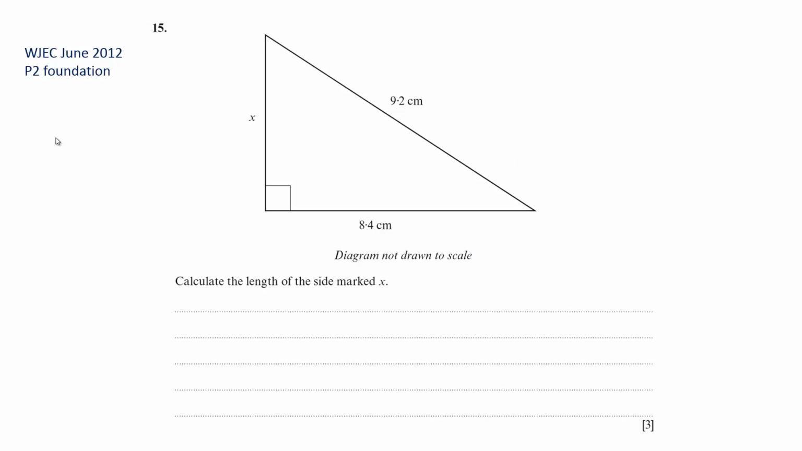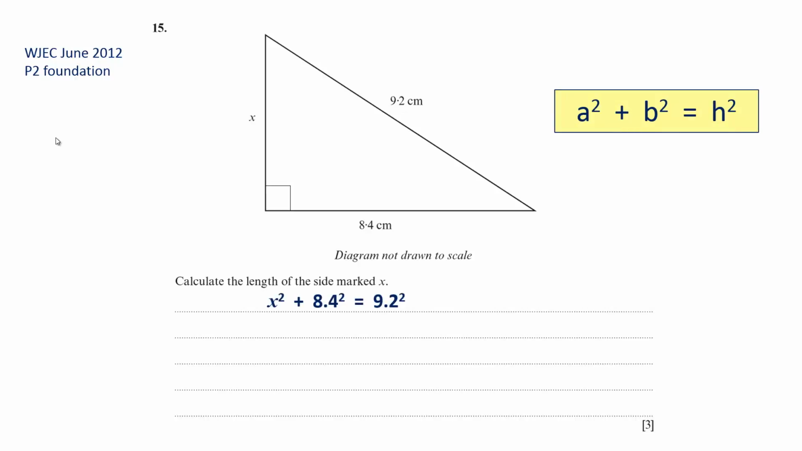So there we go, a nice triangle. We know the hypotenuse, okay, and we don't know x. So we're going to use a squared plus b squared equals h squared. That's Pythagoras' theorem. And we'll write them in. x squared plus 8.4 squared equals 9.2 squared. So this is just an equation, and we want anything with x on its own.